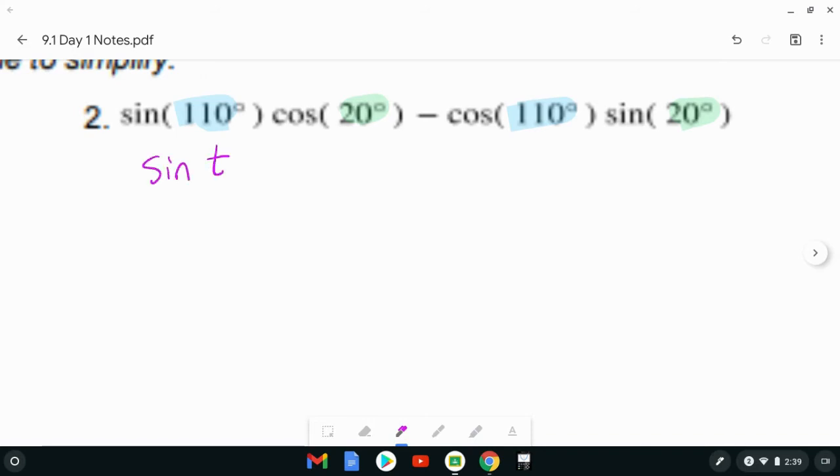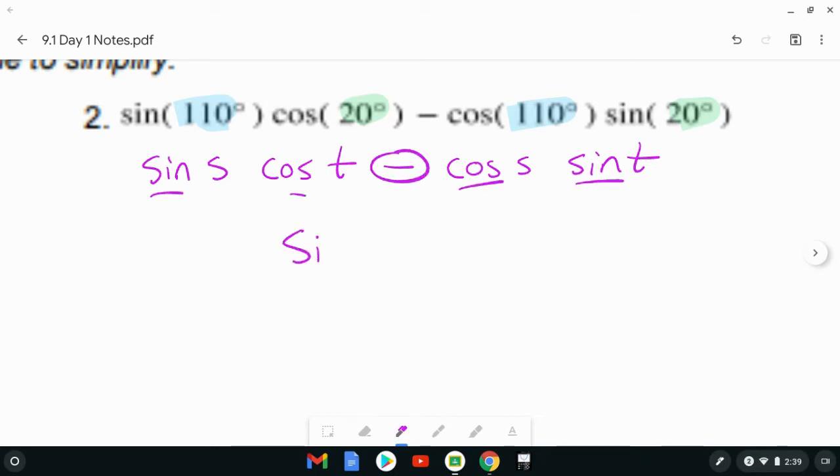We have sine of s cosine of t minus cosine of s sine of t. So again, notice for this case, it is alternating sine, cosine, cosine, sine. So it's going to be a sine function. And because it's subtraction, remember for sine, they are exact. So sine of s minus t. So that would be sine of 110 minus 20.